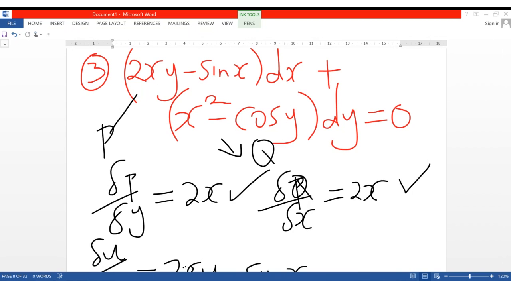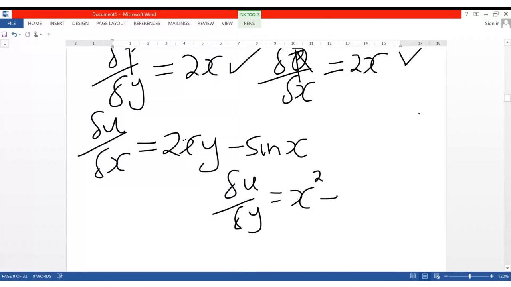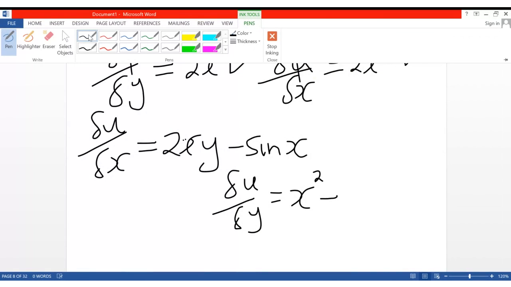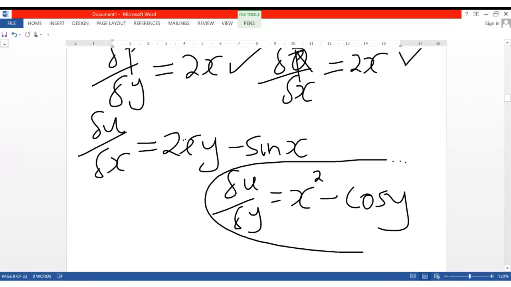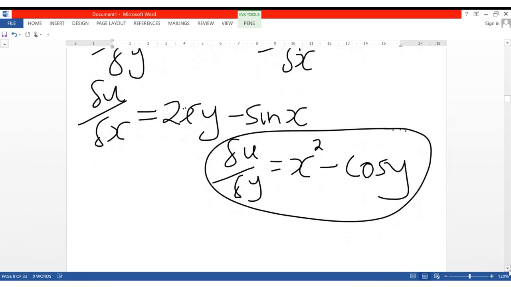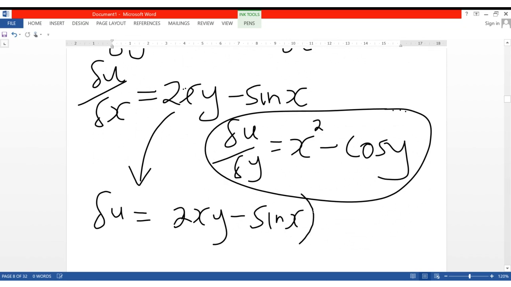Now partial u over partial x is my p, and the other one, partial u over partial y, is my q. And you can see that's what I was writing before the board went out. So this one was given by cos y. So this equation here that I'm circling, I will hold on to it to compare, so it will assist me in looking for the value of phi y. The equation I'm concerned with now is this one. Partial u over partial x is given by 2xy minus sin x.